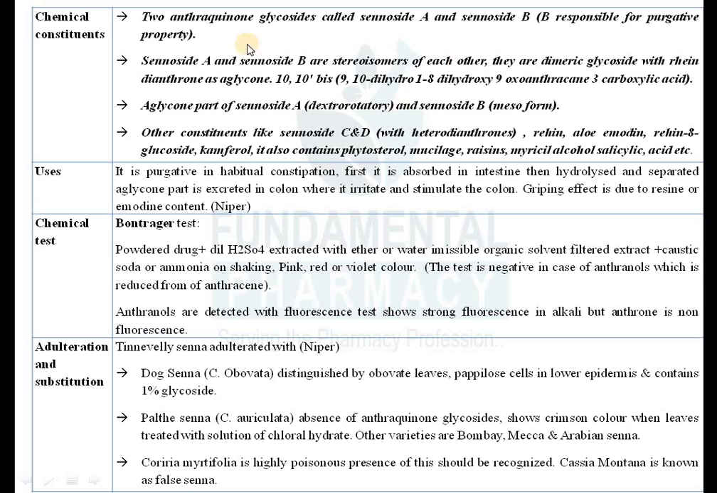So okay, that's why this senna is purgative in nature. It will irritate your GIT, and that's why it will stimulate your GIT. It is a reflex stimulant. It will irritate and stimulate your GIT to remove the content in the intestine. So it is a purgative. Then first of all, it is absorbed.